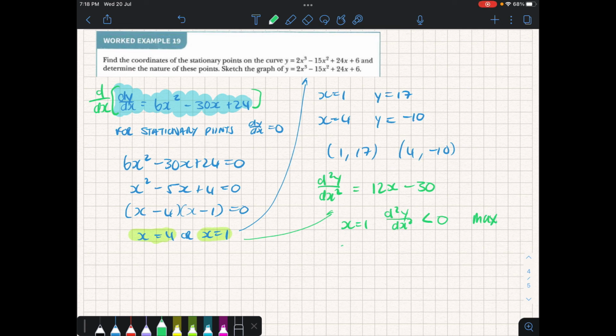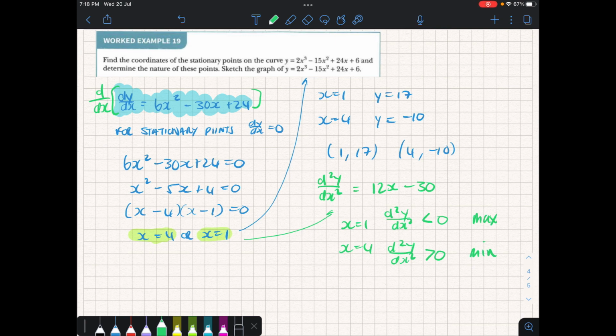And then I'll do the same thing for x equal to 4. When x is equal to 4, I put it into my second derivative. So I get 48 minus 30. That is greater than 0 because it's a positive value. That means that this must be a minimum point. And so it's much faster to calculate whether these are maximum or minimum points without having to consider points before and after.